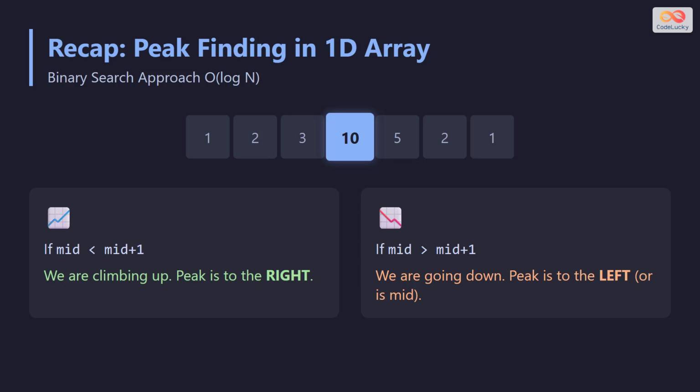Before we dive into 2D, let's quickly recall the 1D version. In a 1D array, we check the middle element. If the middle element is smaller than its right neighbor, we know a peak must exist somewhere to the right, because we are on an upward slope. Conversely, if it's smaller than the left neighbor, a peak exists to the left. We can discard half the array at each step.